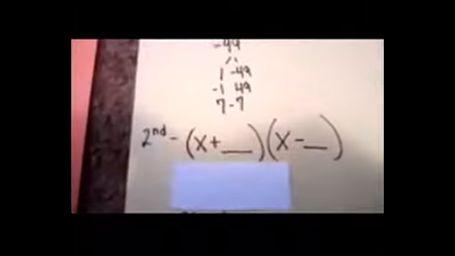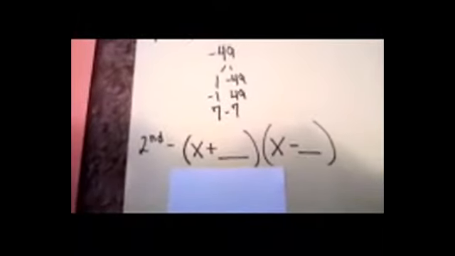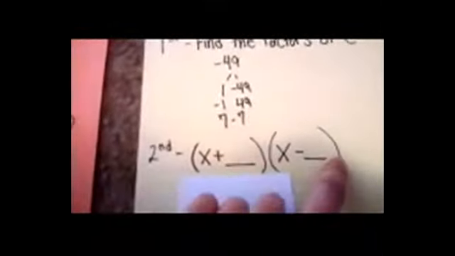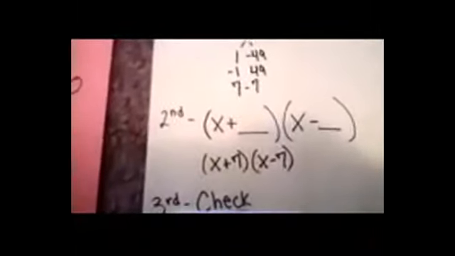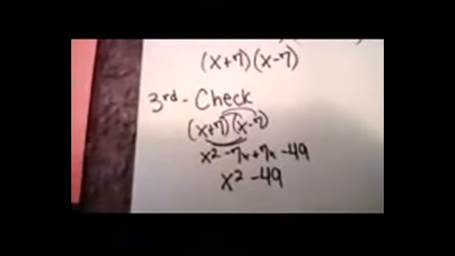Second, you set it up like x plus a number and x minus a number, because a positive times a negative is how you get this negative. However, this number and this number have to be the same, so it would be x plus 7 and x minus 7, and then check it. So I FOILed to see if it got the original problem, which it did.